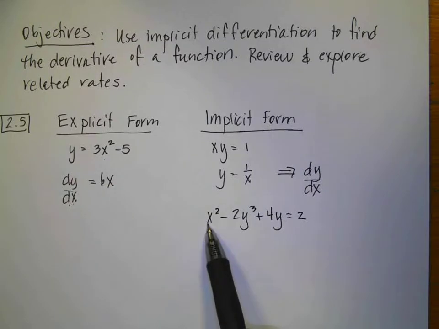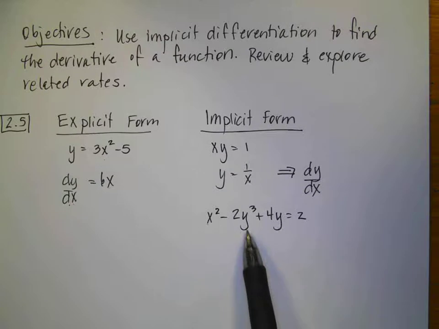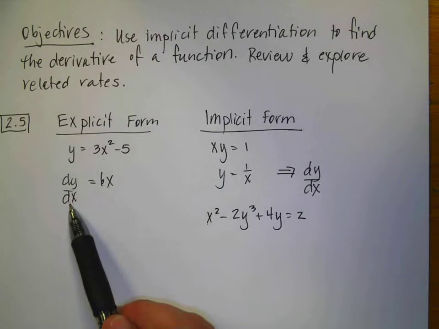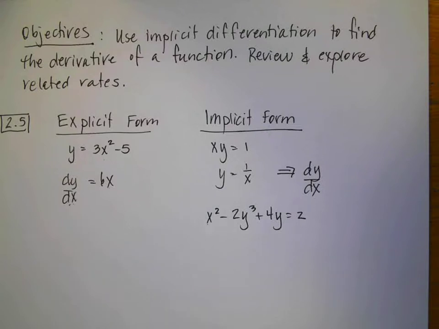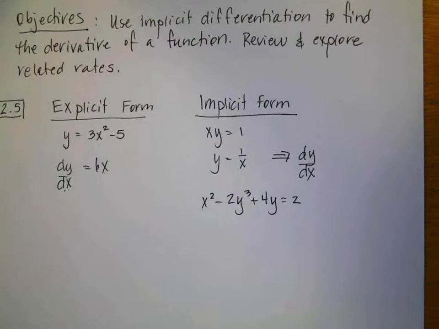So when I take a derivative with respect to x of an x term, I'm a happy camper. But when I take the derivative of a y term, it's not in terms of x, so it's going to generate a dy dx. We're going to solve for the dy dx's, and then we'll be able to find the slope of our tangent line.